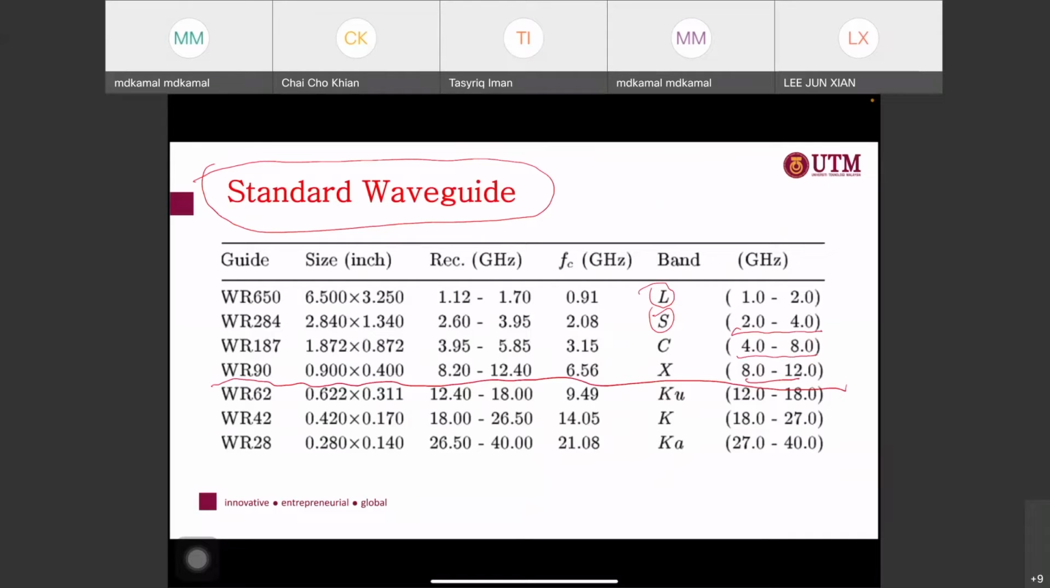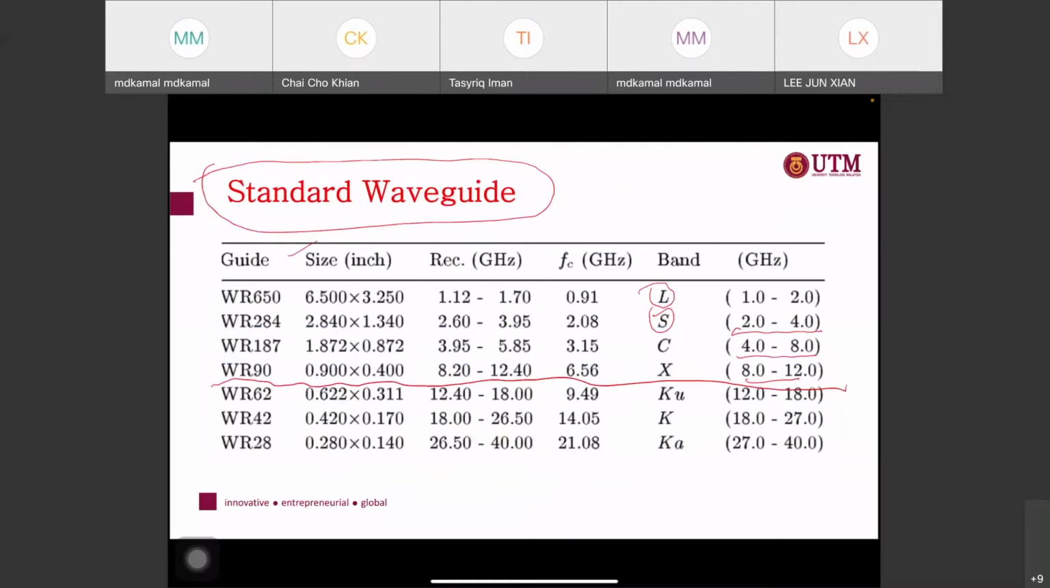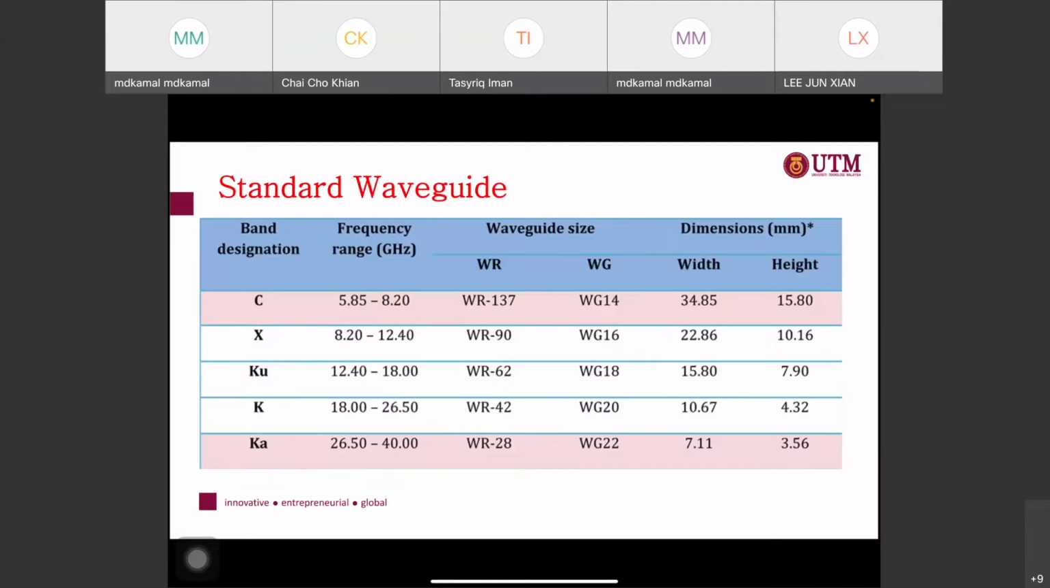The size is in inches. I think I want to show you in millimeters, which is much better because this one is from the US, so they give you the size in inches. Let's say we take X band, this particular frequency, WR90 here. This is a standard waveguide for the X band.